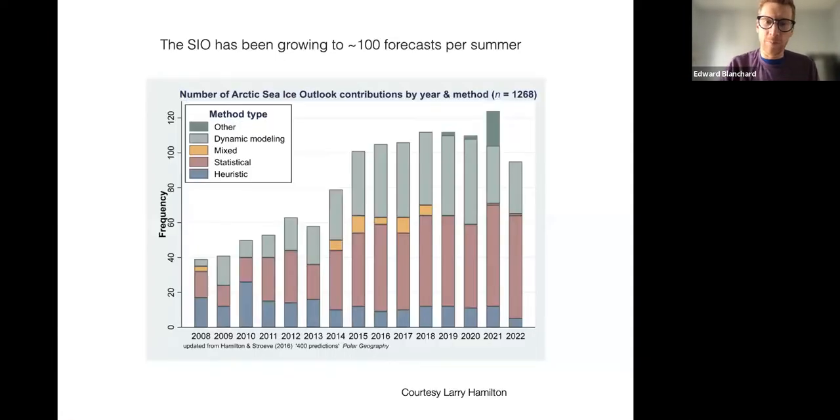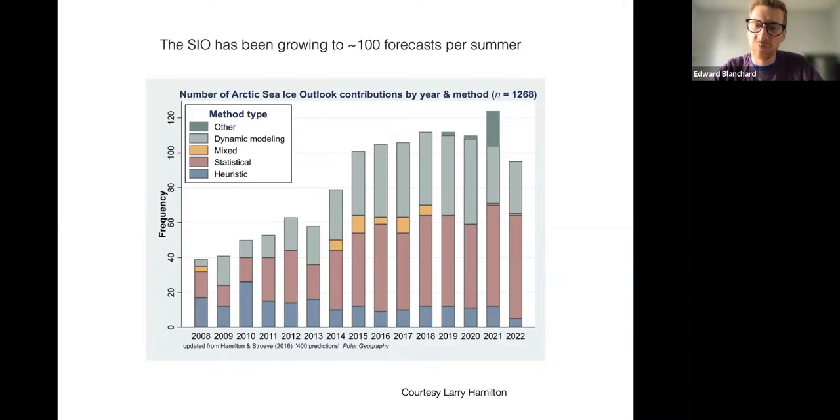Okay, first I like showing this figure, which is courtesy of Larry Hamilton, and this shows the number of forecast contributions that we get every summer since we started the Sea Ice Outlook in 2008. They are color-coded by the methodology that the different groups use. The first take-home message is that this graph's been getting bigger with time. So that's a great sign that as a community effort, the Sea Ice Outlook has been growing from the beginning.